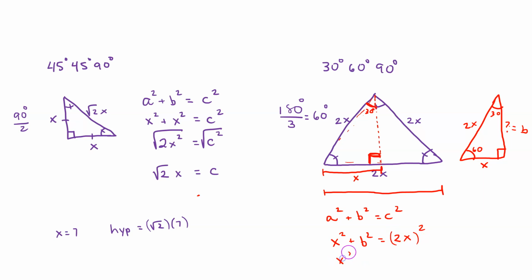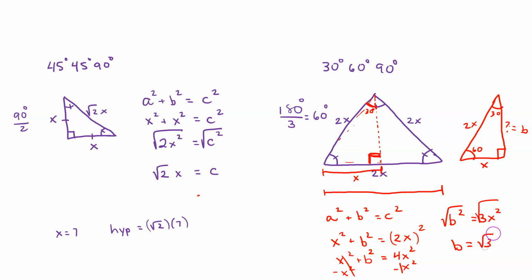We can't really simplify the left side. 2x all squared becomes 4x squared. Oops, I forgot the squared right there. I'm going to subtract x squared from both sides. That goes away, and I end up with b squared equals 4x squared minus 1x squared, which is 3x squared. And we want to know not b squared, but just b. So I'm going to take the square root of both sides. b equals the square root of 3.